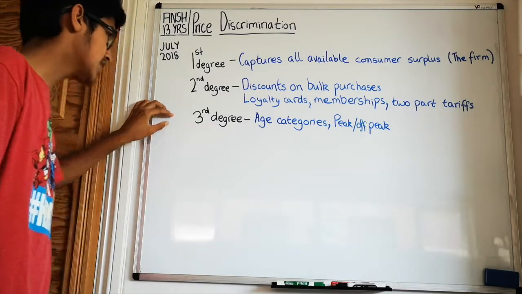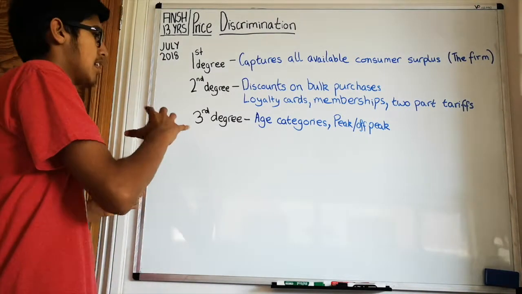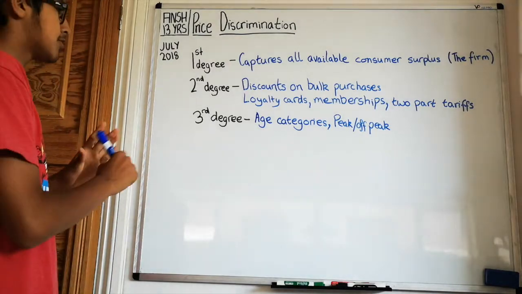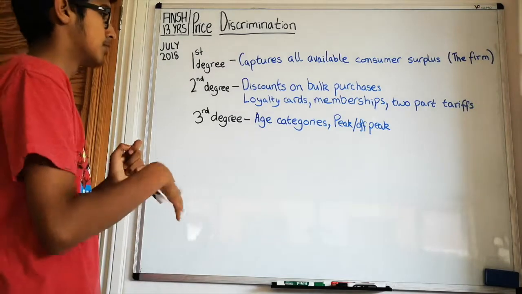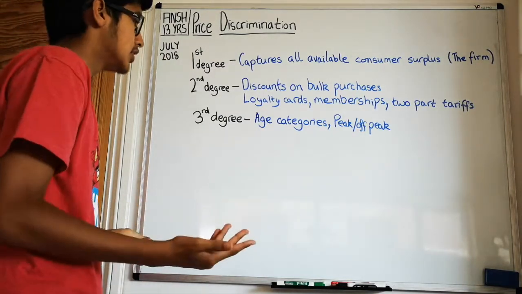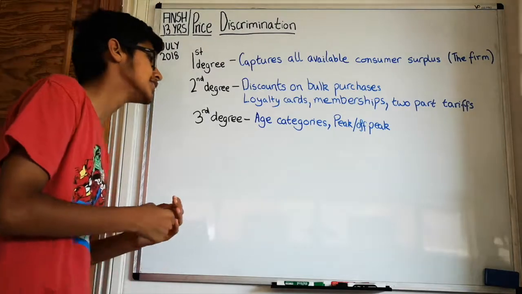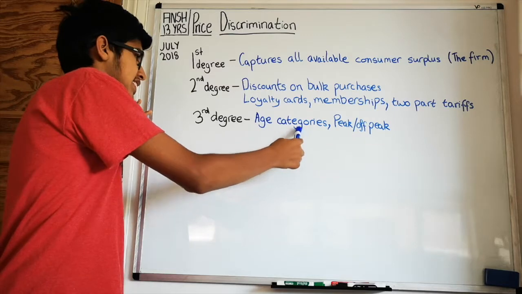Furthermore, there's also third-degree price discrimination, which is charging different prices to different consumer groups as a whole. For example, for movies, seniors and adults and children, and the same thing applies to zoos and many other places where they divide them into age categories.